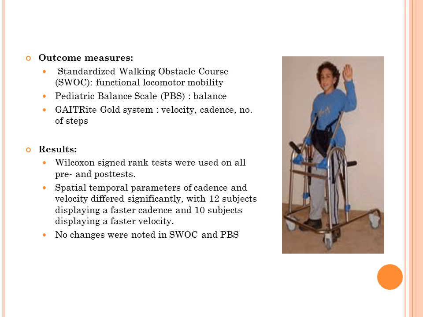number of steps. What they found was that the spatial temporal parameters of cadence and velocity differed significantly, with 12 subjects displaying a faster cadence and 10 subjects displaying a faster velocity. They used a Wilcoxon signed rank test for all the pre-test and the post-test measures. There were no changes noted in the standardized walking obstacle course and the pediatric balance scale.